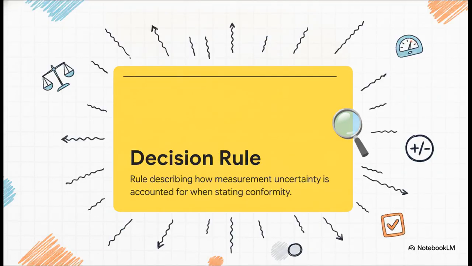Next is a phrase you're going to see a lot in the standard: decision rule. This is a rule that describes how measurement uncertainty is accounted for when stating conformity with a specified requirement. Let's demystify that jargon a bit. In the real world, right, no measurement is perfectly exact. There is always a tiny bit of uncertainty. The decision rule is essentially the lab's predefined math for saying, hey, even with this slight margin of error, we can confidently state this item passes the test. It's good to keep this in mind for when we talk about validating results later on.